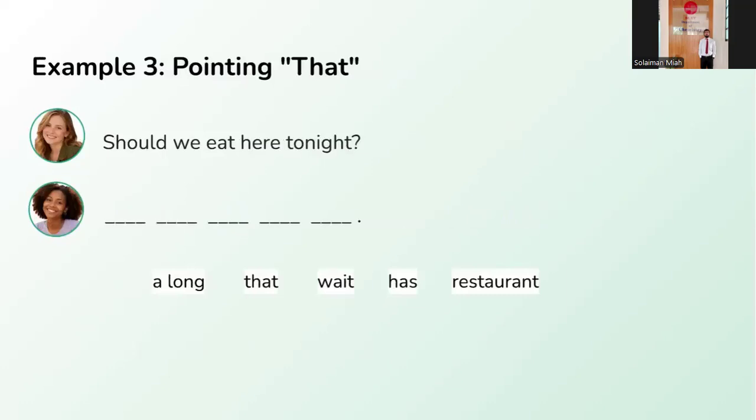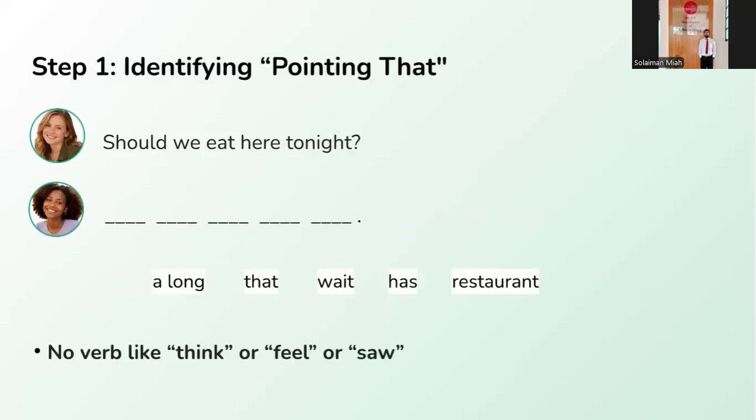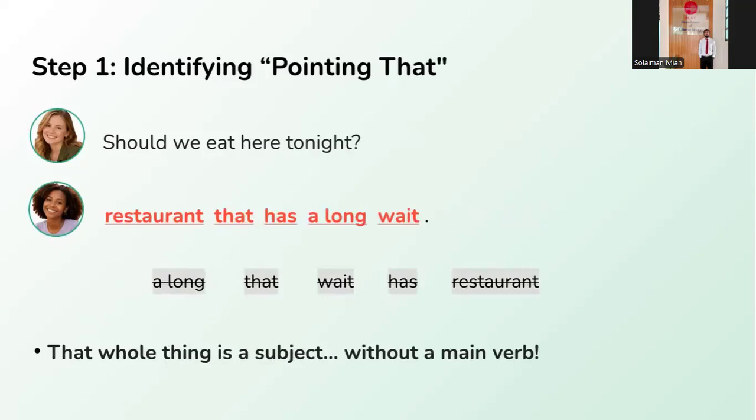Finally, let's look at pointing that. Here's our third example. Go ahead and pause the video to try and fill in the 5 blanks here on your own first. The first person asks, should we eat here tonight? And we need to build a statement. Looking at the answer choices, there's no verb like know or told, so that isn't going to be a connector. Furthermore, we can't place a noun before that and end up with a full sentence.